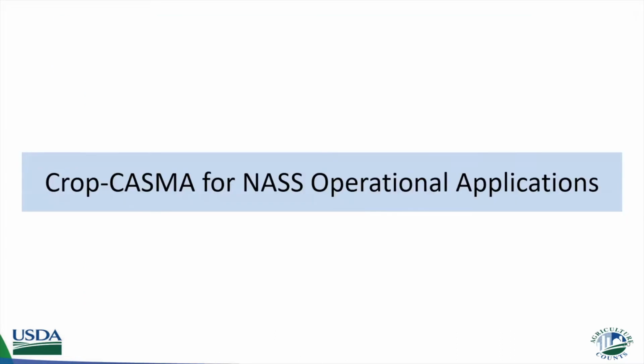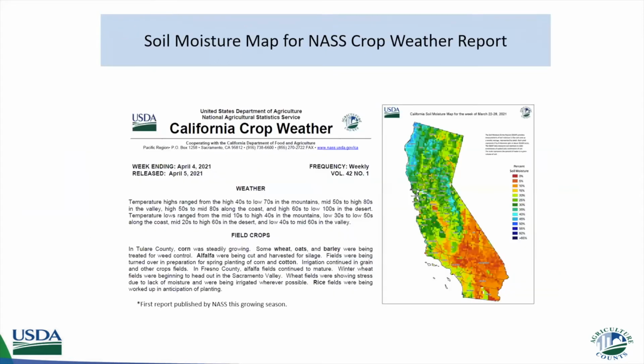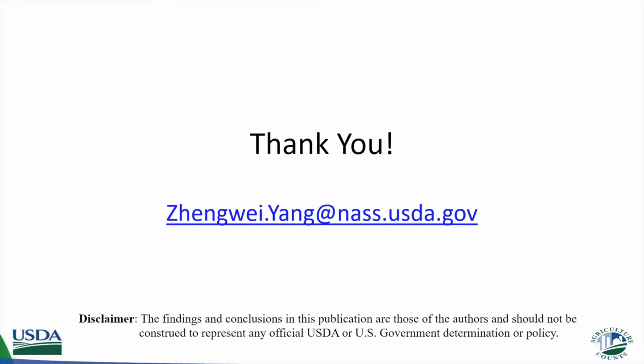So this is how our derivative data can help the assessment of crop condition. I'm just going through the applications. The condition map is being used, and the soil moisture data has been used. It has become part of the crop weather report, and it is also being used to assess flood beyond the drought we just talked about. Okay, that's all I have.